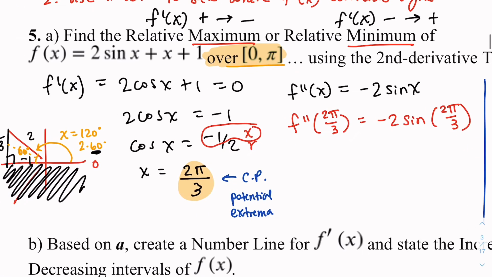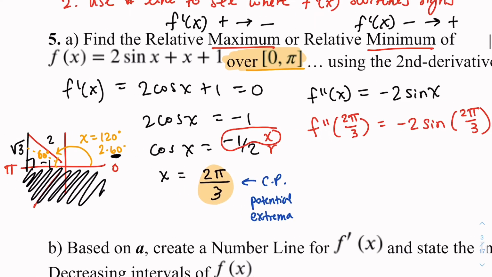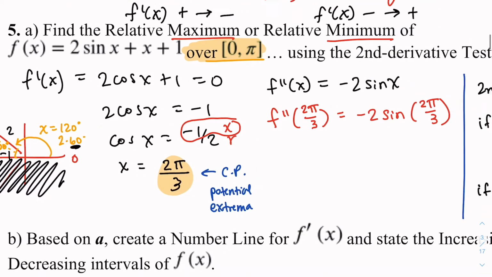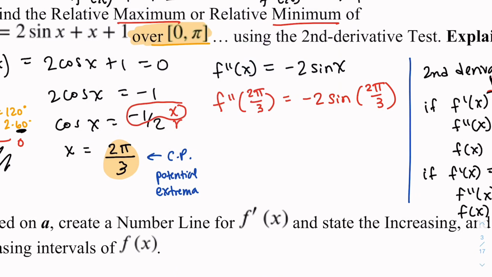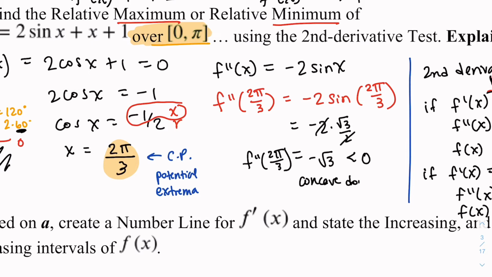Okay, so sine of 2 pi over 3, we can easily evaluate that because we've already drawn 120 degrees over here, and sine is y over r, so that'll be root 3 over 2. So that's negative 2 times root 3 over 2. The 2's will cancel, leaving me with negative root 3. So what I'm realizing is the second derivative at 2 pi over 3 is negative. That means that it's less than 0. That means that it's concave down.